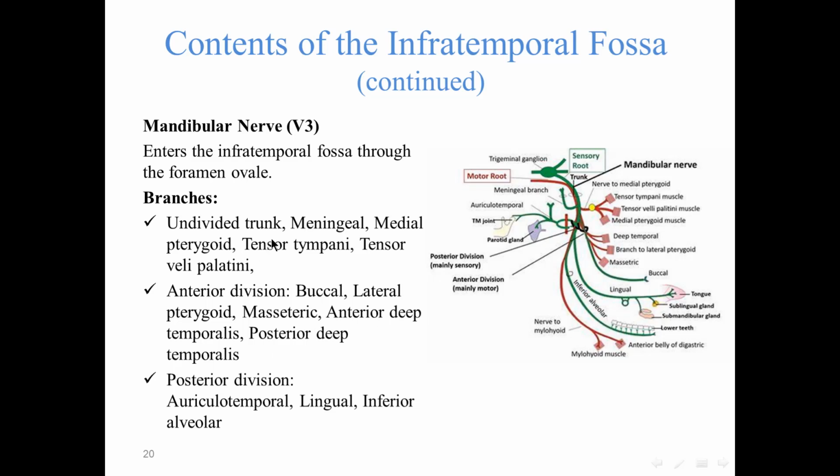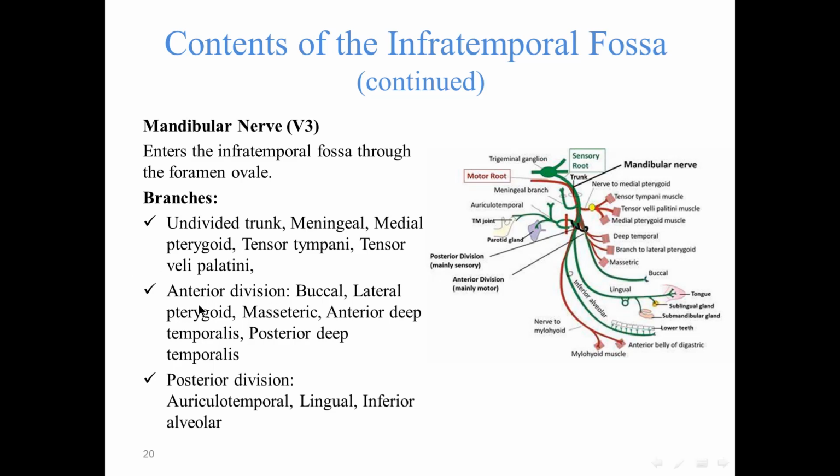From the trunk, before the anterior and posterior division of the mandibular nerve, we can see the meningeal, medial pterygoid, tensor tympani, and tensor veli palatini branches, which innervate the medial pterygoid muscle, the tensor veli palatini muscle, and the tensor tympani muscle, and also the meningeal branch that innervates the meninges in the middle cranial fossa.